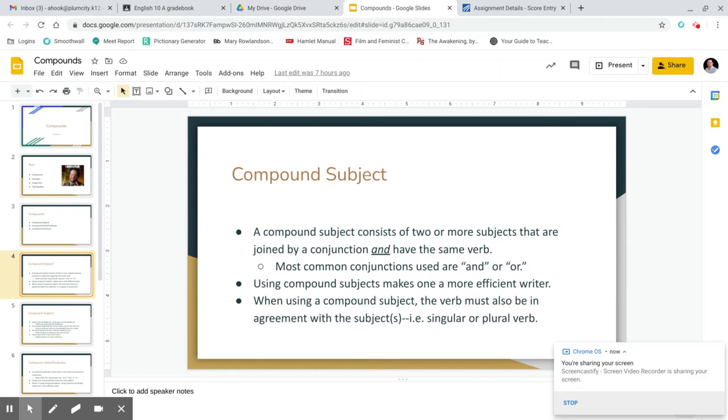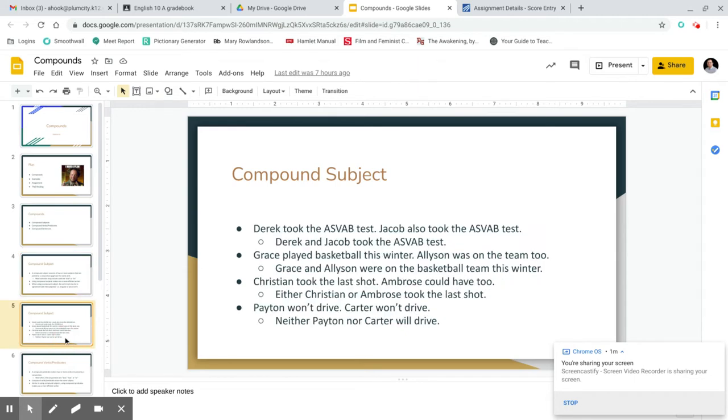A compound subject consists of two or more subjects that are joined by a conjunction and have the same verb. The most common conjunctions used for compound subjects are the conjunctions and or the word or. Using compound subjects makes one a more efficient writer as well. Lastly, when using a compound subject, the verb must also be in agreement with the subject or subjects. What that means is you need to make sure that you have the correct singular or plural verb included.